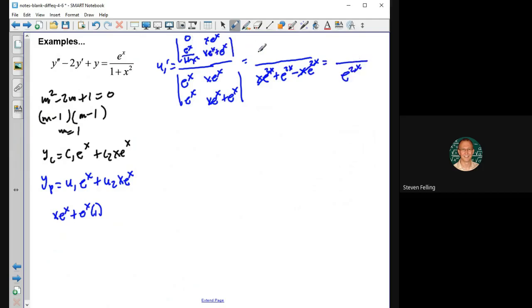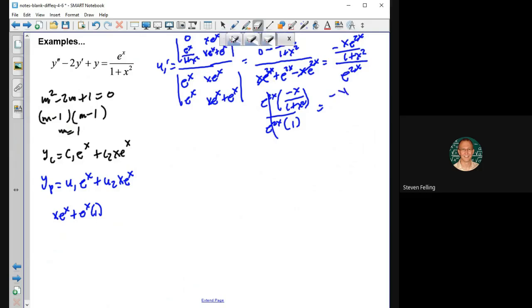Okay, on the top, I've got 0 minus this, which is going to be an x e to the x, or e to the 2x, because there's an e to the x times e to the x over 1 plus x squared. So that means we've got negative x e to the 2x over 1 plus x squared. So if you factor an e to the 2x out on the top and bottom here, what you're left with on top is negative x over 1 plus x squared, and on the bottom you're left with 1. So this ends up being negative x over 1 plus x squared. Okay.